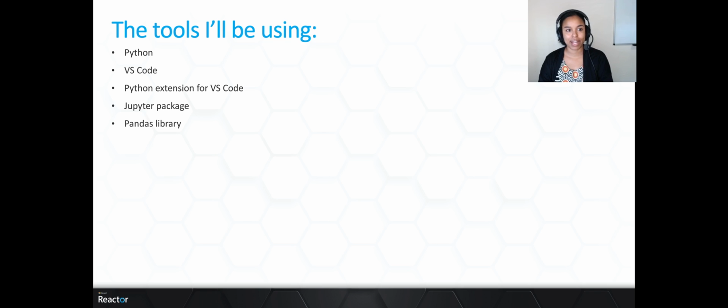So, now I'm just going to go over the tools that I'll be using for the demonstration. If you do not already have these tools, don't worry about it, but I do want to give a heads up that this is what I'm using. So I have Python as the programming language, VS Code as the editor. I'm also going to be using the Python extension for VS Code. And as part of that, I get Jupyter Notebooks. Jupyter is an open source project that allows you to easily combine markdown text and executable code together. So I'm going to be using Jupyter Notebooks, and because of that, I need the Jupyter package.